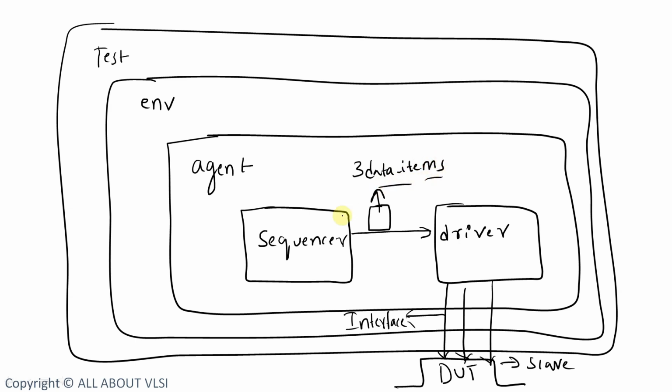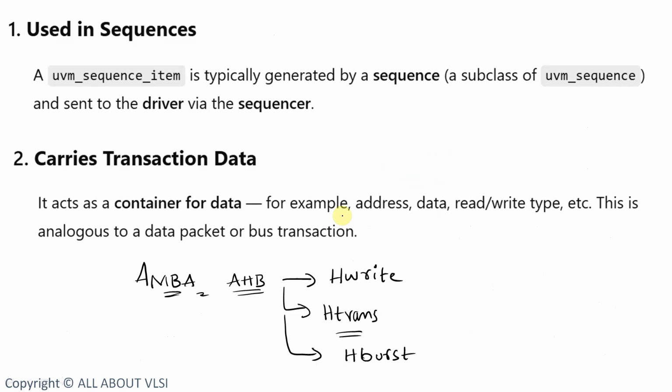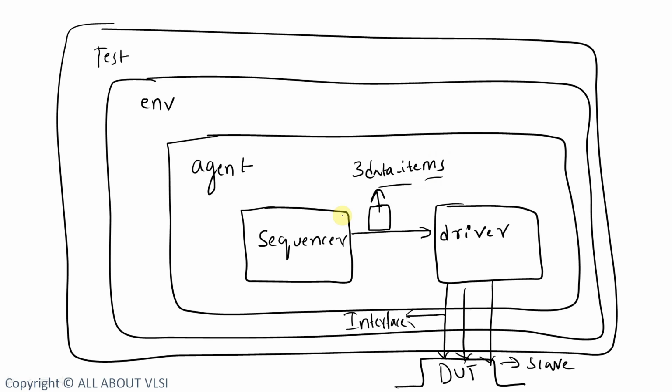It is going to wrap up all these three data items into an object, and this sequencer is going to send it to the driver. Now this object is known as your sequence item. These sequence items act as a container which is holding your randomized data.